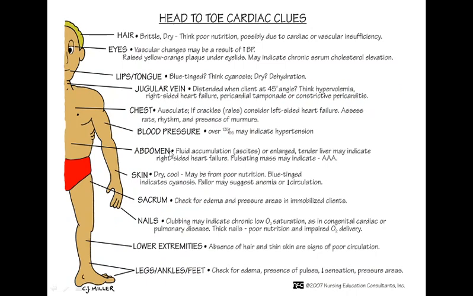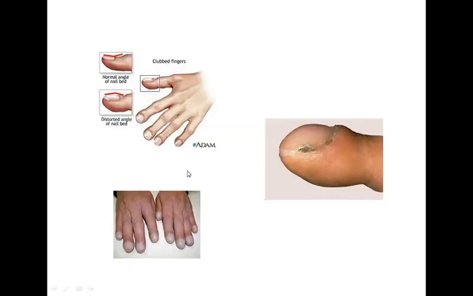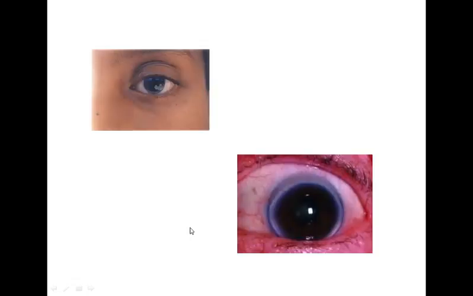This picture summarizes the things that you have to do during the general and systemic examination of the cardiovascular patient. These pictures show some clinical features or physical signs that you have to look for in a patient with cardiovascular disease. This shows clubbing, and here you can see the cyanosis also, bluish discoloration. If you come across this kind of patient, think about cyanotic congenital heart disease.